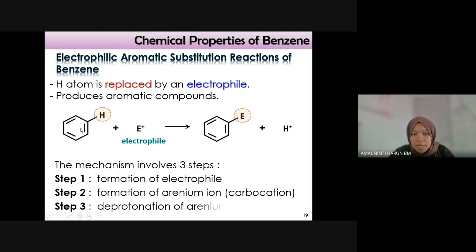Okay, bila kita nak tengok dia punya mechanism, ada 4 reaction saja dalam benzene, 4 reaction. So keempat-empat reaction ni mengalami mechanism yang sama. Okay, 4 jenis tindak balas, tapi dengan satu mechanism yang sama. Mechanism tu ada 3 step. Number 1 is formation of electrophile. Number 2 is formation of arenium ion. Number 3 is deprotonation.